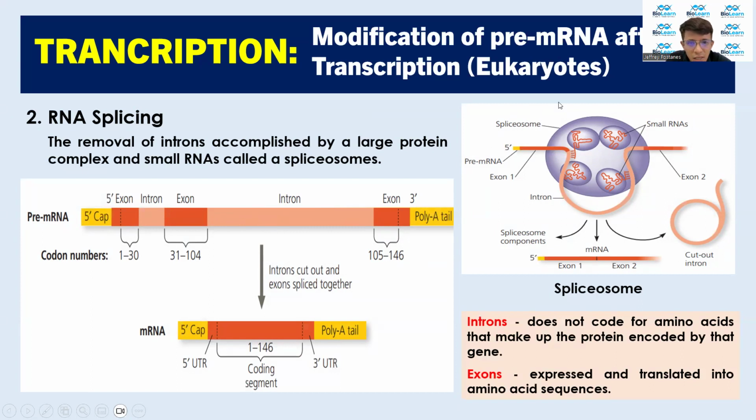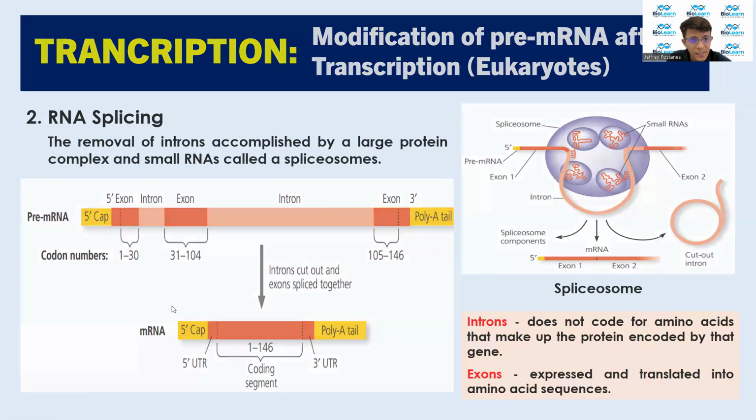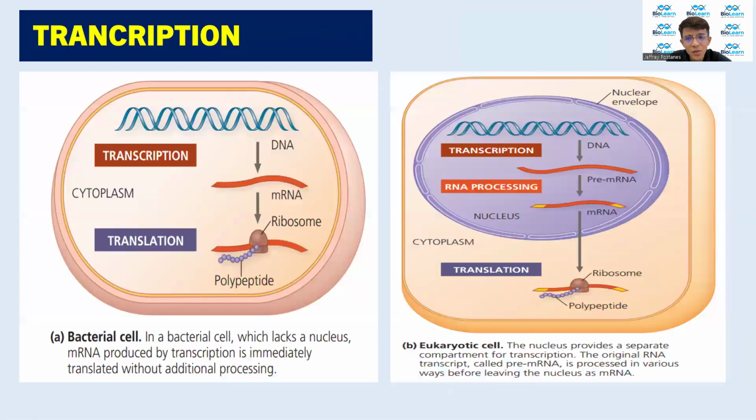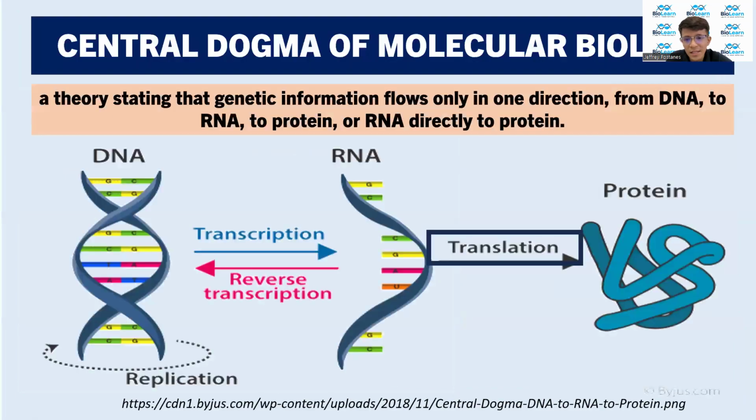It's a protein known as spliceosome which will break down introns. What will be left? The only ones left are exons. So this is now the modified version of the mRNA, and this is now ready for translation. Let's now proceed to the process of translation.